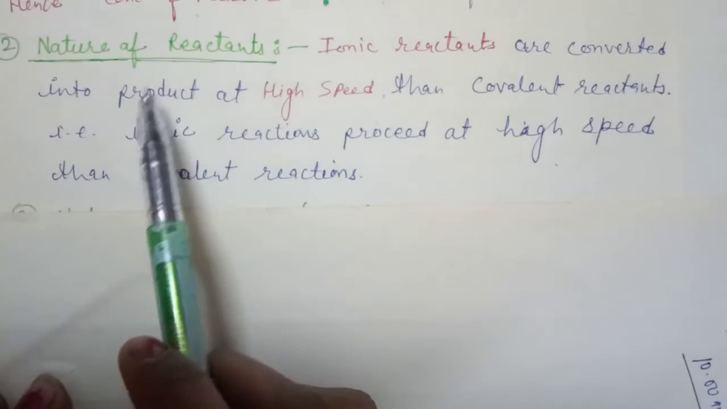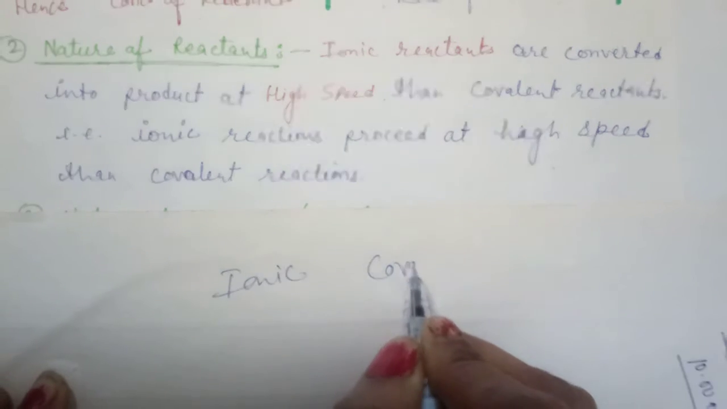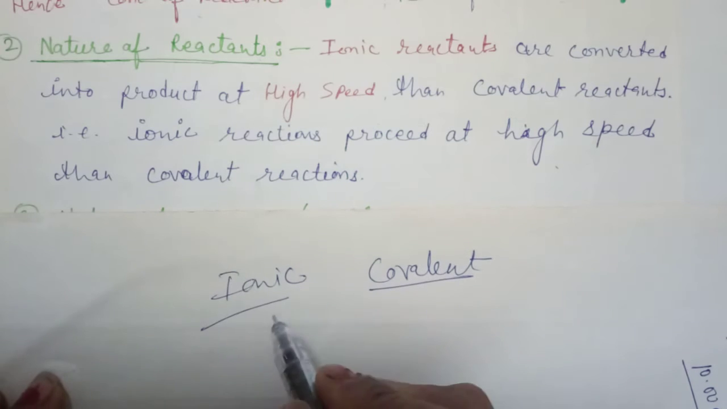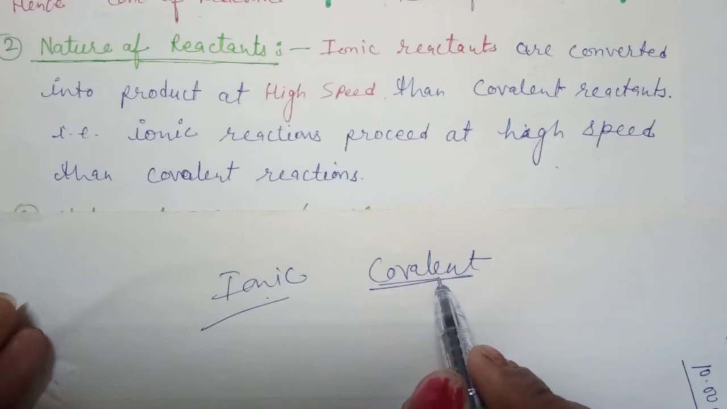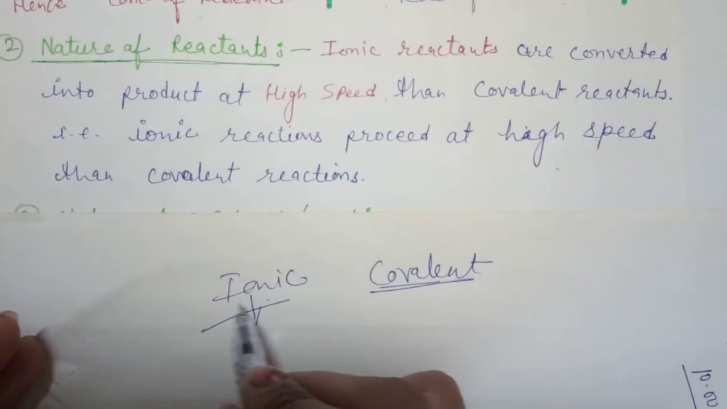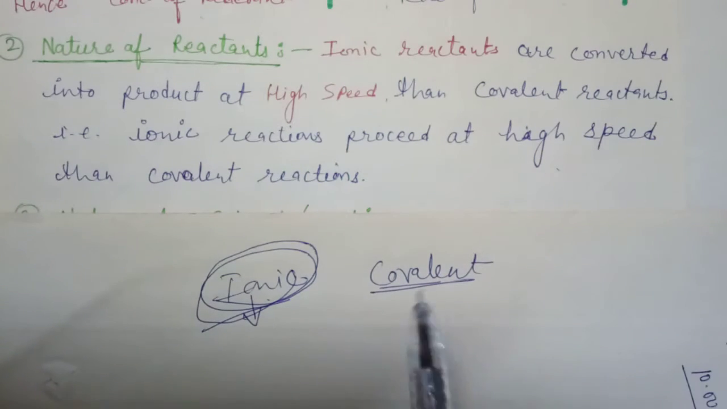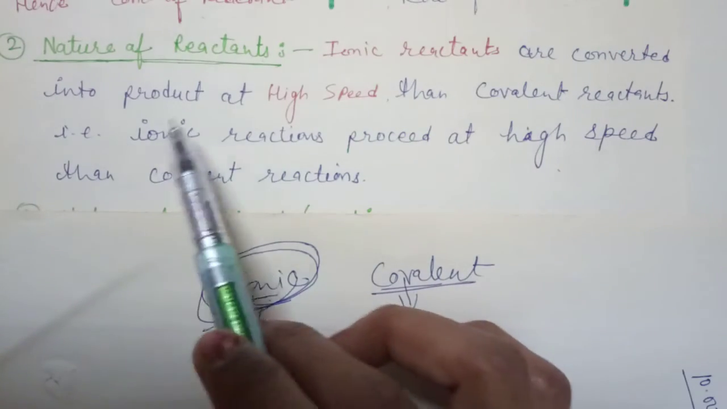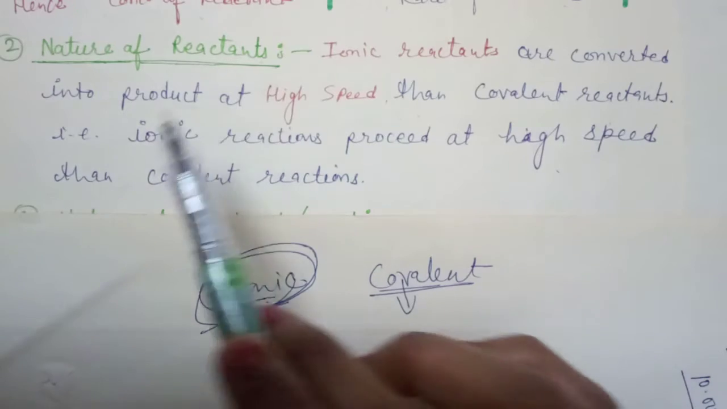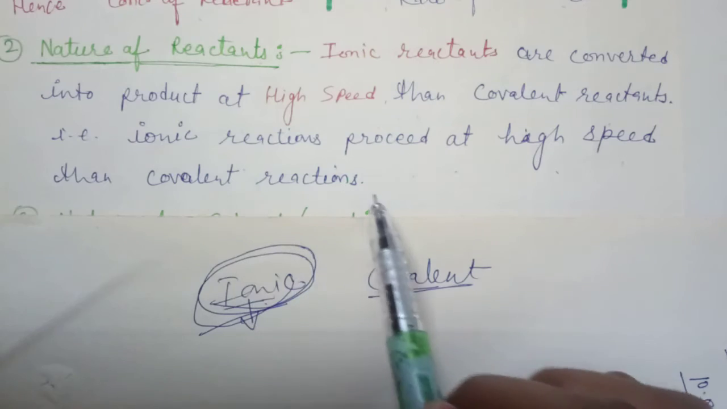Next, the second factor is the nature of reactants. Reactants are of two types: ionic and covalent. As we have seen in the last video, reactions are of three types: instantaneous, very slow and slow. In that division we saw that ionic reactions are very fast, while covalent reactions are slower than ionic ones. So ionic reactants are converted into products at higher speed than covalent reactants. That is, ionic reactions proceed faster than covalent reactions.